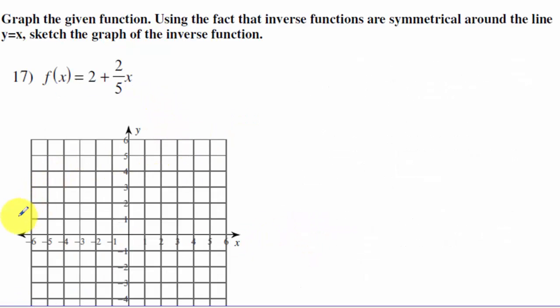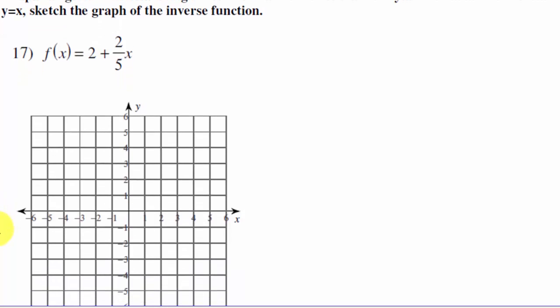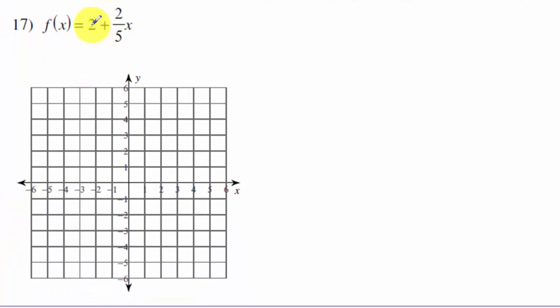So let's sketch and find the inverse of f of x. All right, so we're given this line, and we are being asked to graph its inverse. So as a guide here, I'm going to put a line for y equals x. And when we go to draw our inverse function, it needs to be symmetrical with that line.